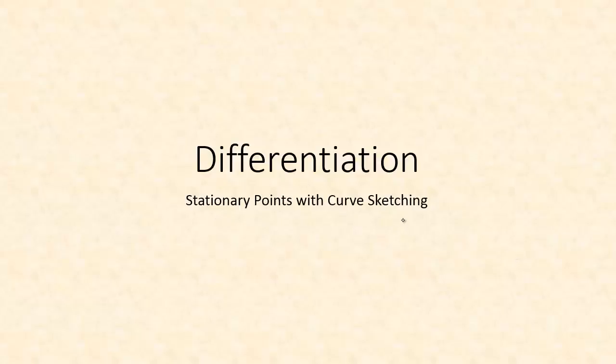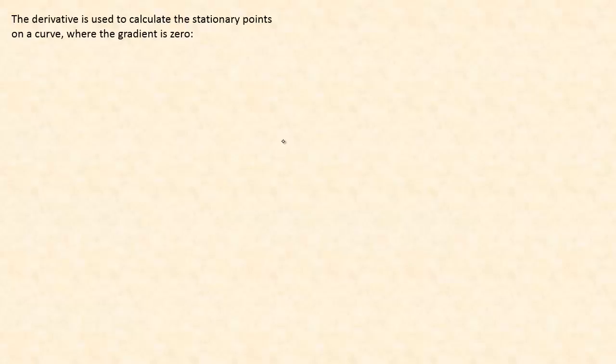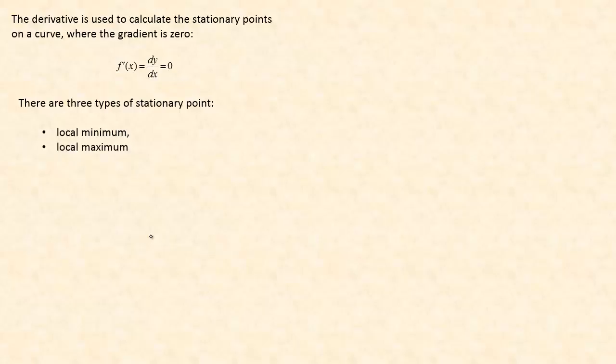Stationary points with curve sketching. The derivative is used to calculate the stationary points on a curve where the gradient is 0. In other words, we look for where dy/dx is 0. There are three types of stationary point. We have the local minimum, the local maximum, and the horizontal point of inflection.